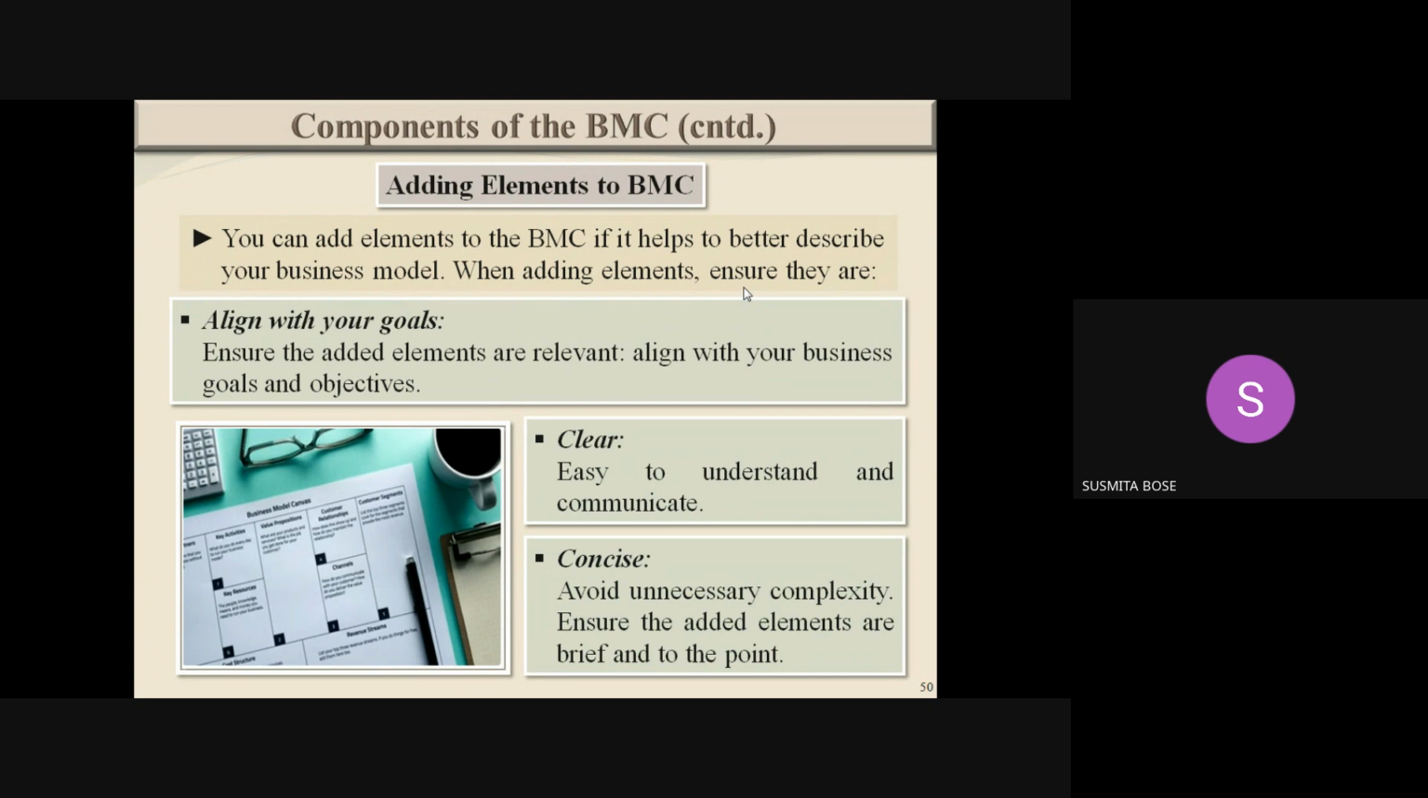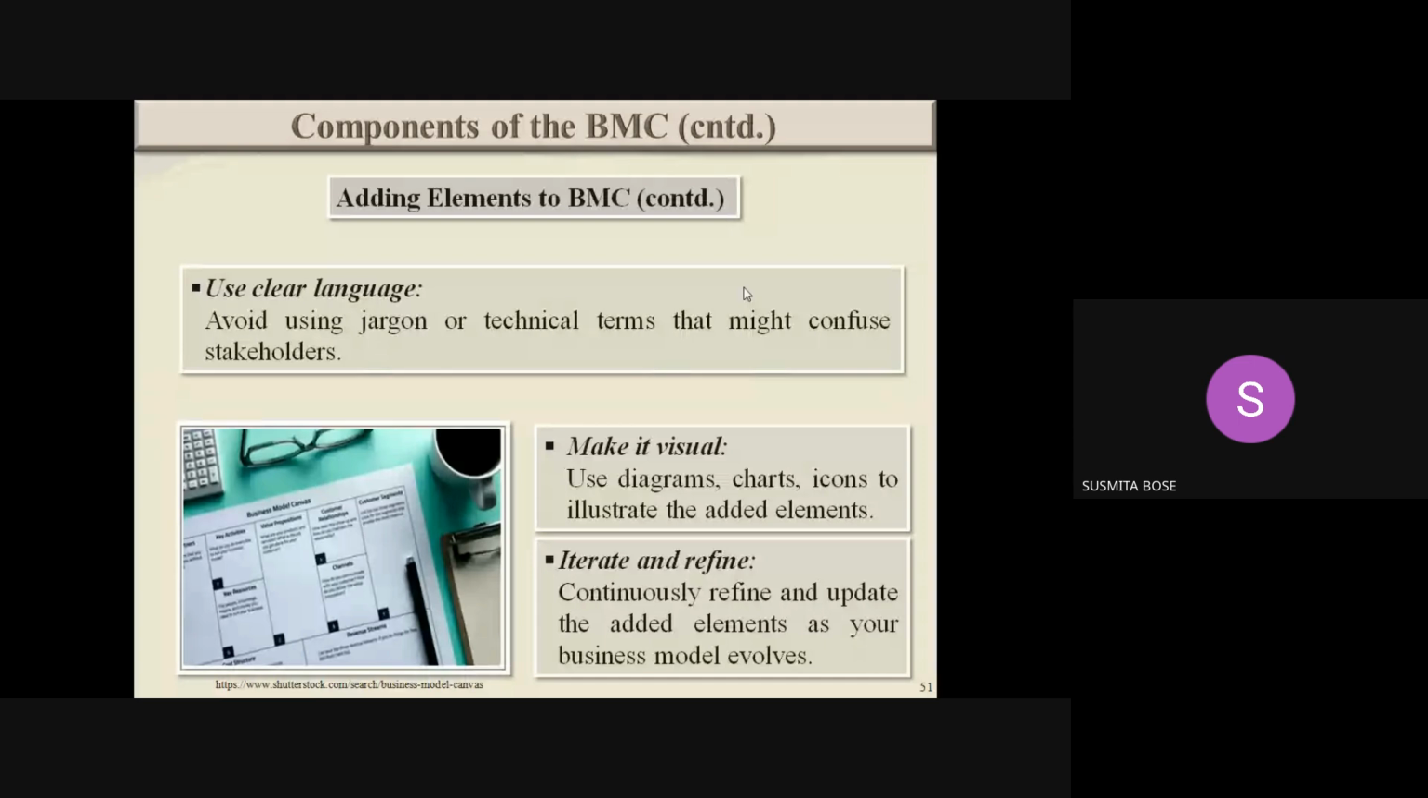BMC is a very basic thing, so you don't have to ornament your BMC. Avoid unnecessary complexity, avoid adding elements unnecessarily. Add elements if they are aligned with your business objective, if they are easy to understand, and if they are brief and to the point.